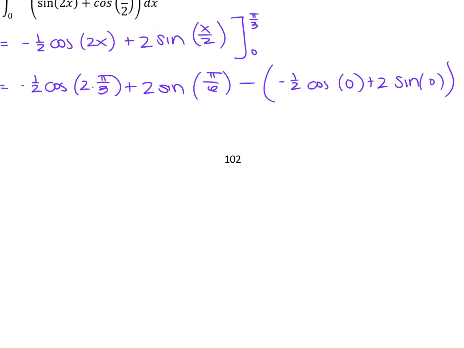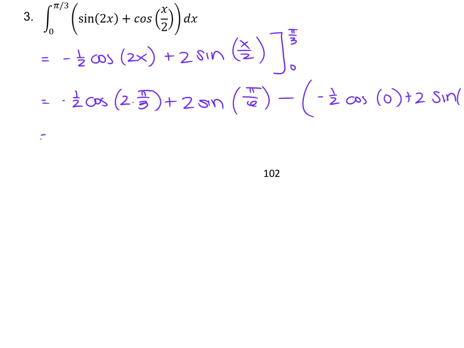So going through these, even with plugging in, it does work out to nice unit circle numbers, right? So I have to think through to myself and say, okay, what is the cosine at 2 pi over 3? Cosine at 2 pi over 3 is negative 1/2. Plus 2 sine at pi over 6 is also 1/2.